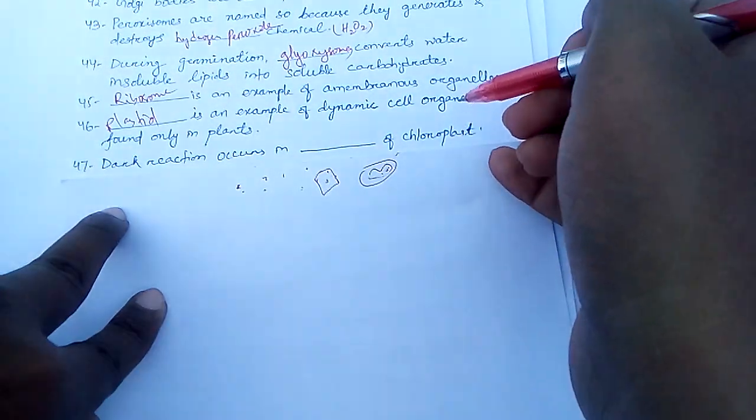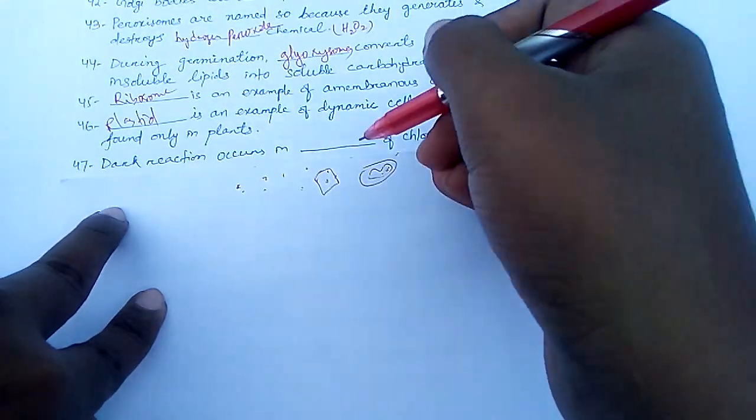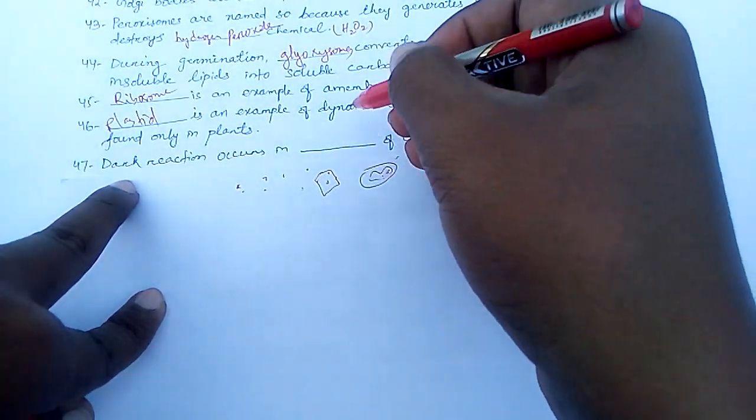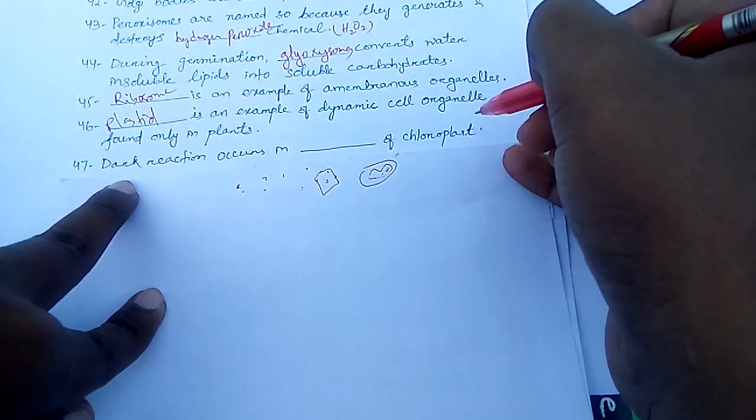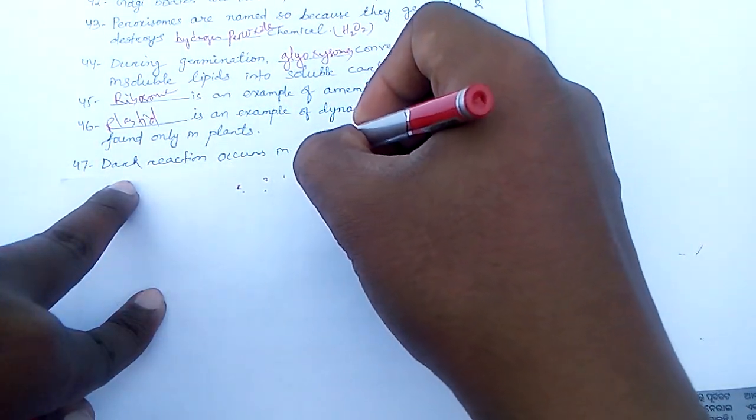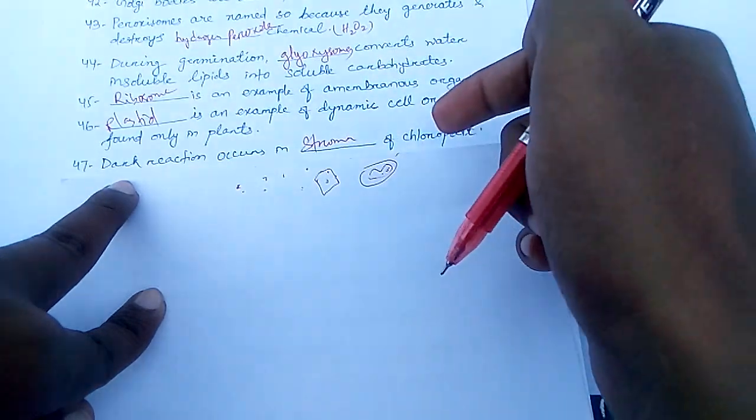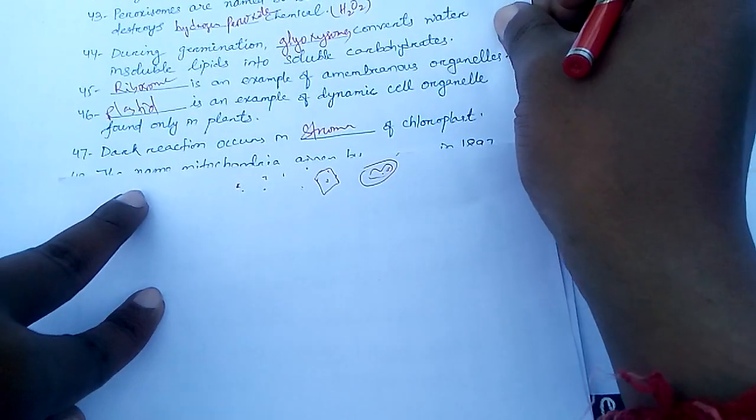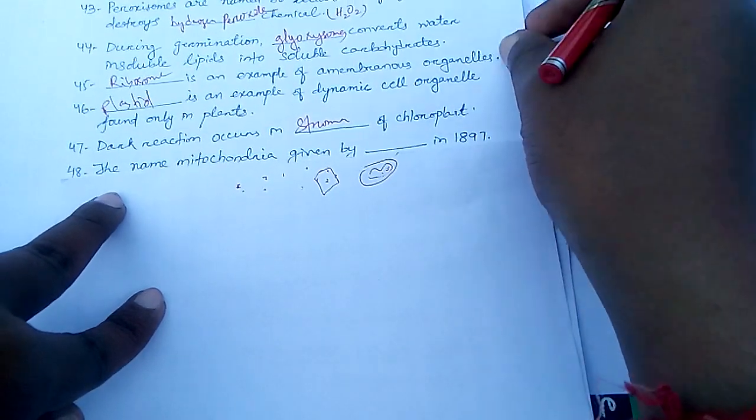Next, question number 47. Dark reaction occurs in dash of chloroplast. Light reaction occurs in the thylakoid membrane. Dark reaction occurs in the dash of chloroplast. The answer is stroma, the fluid part of the chloroplast. Dark reaction of photosynthesis occurs in stroma.